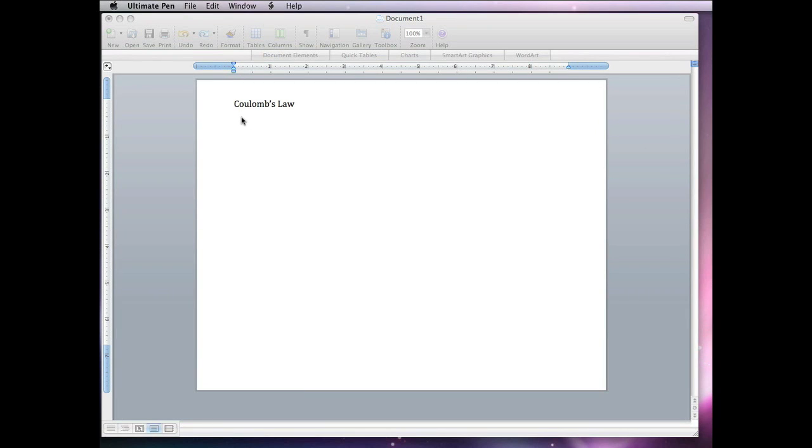In this screencast, we will solve a Coulomb's law problem using a simple calculator to handle the scientific notation.